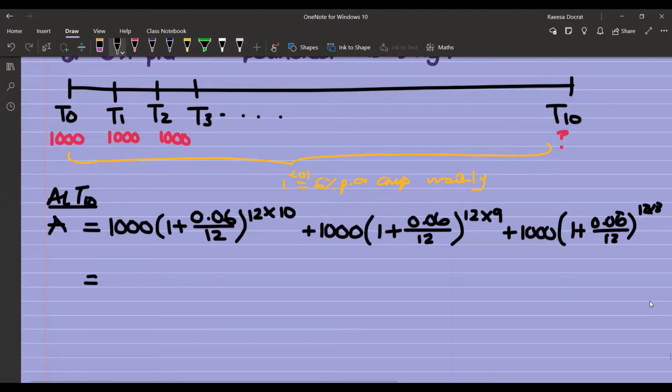Once you type that all into your calculator, you get that the total is 5,147 and 24 cents to 2 decimal places.